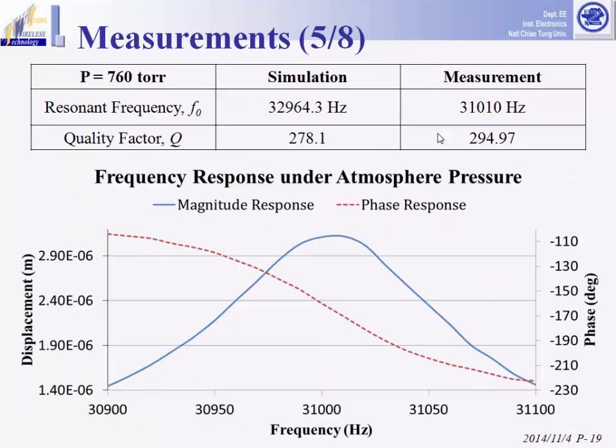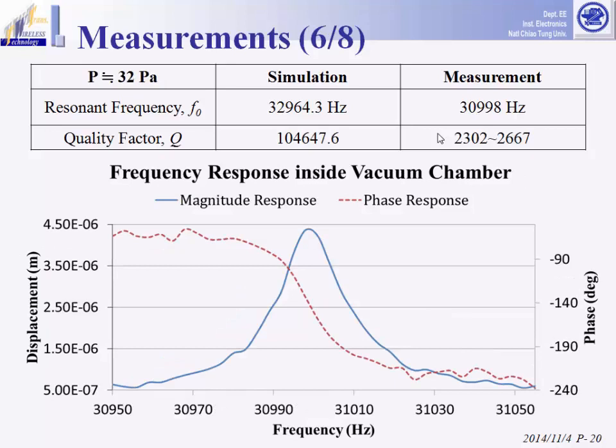And this slide shows the frequency response measured by the MEMS motion analyzer under atmosphere pressure. The quality factor seems to be quite consistent, while the resonant frequency slightly deviated from simulation, because the layout was built with tungsten wire between different metal layers and the mass was underestimated in the FEM simulation. And this slide shows the measurement under 32 Pascal pressure.